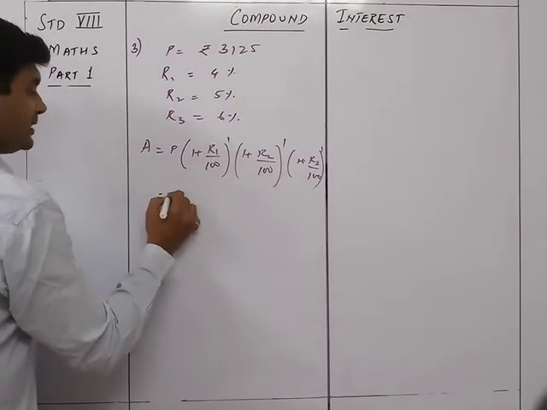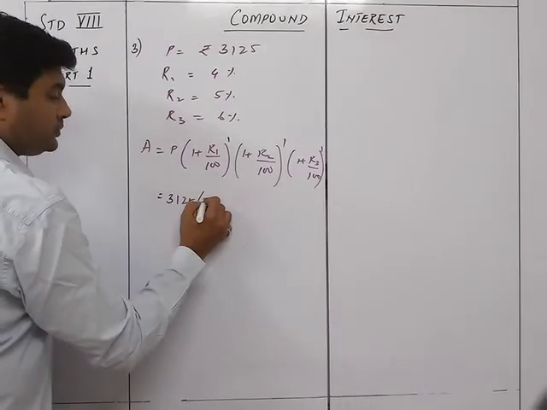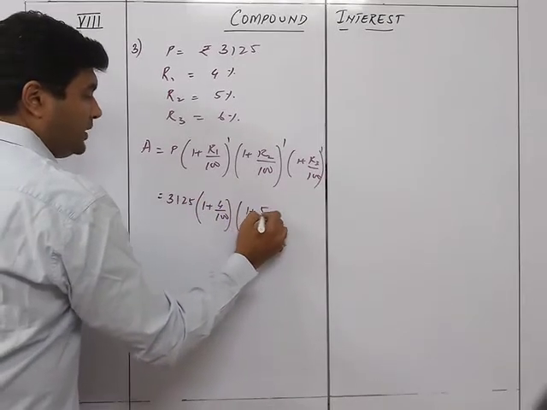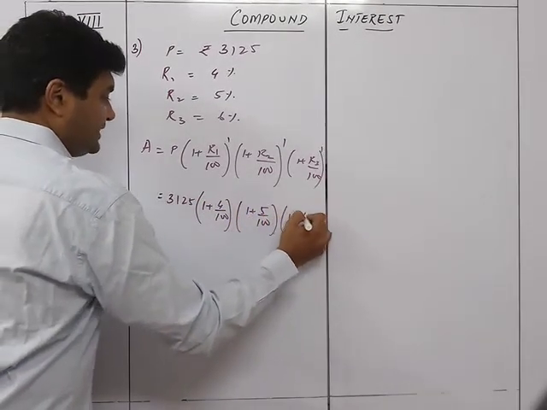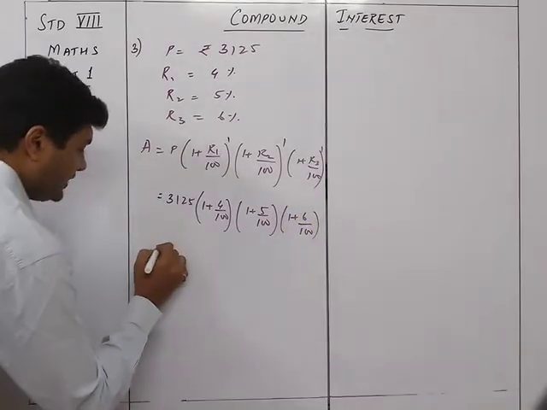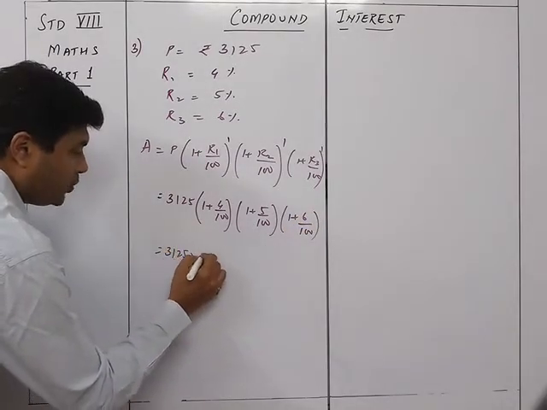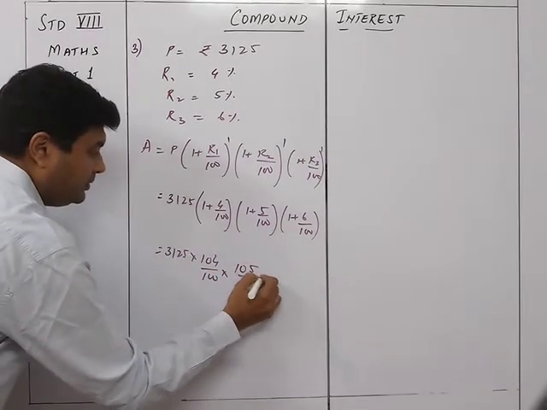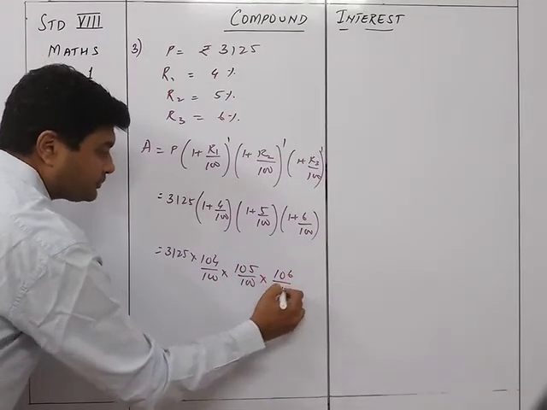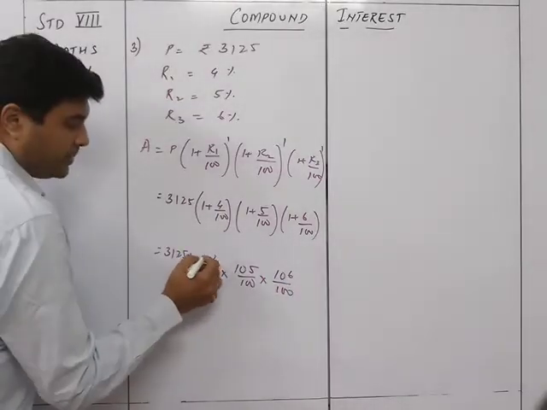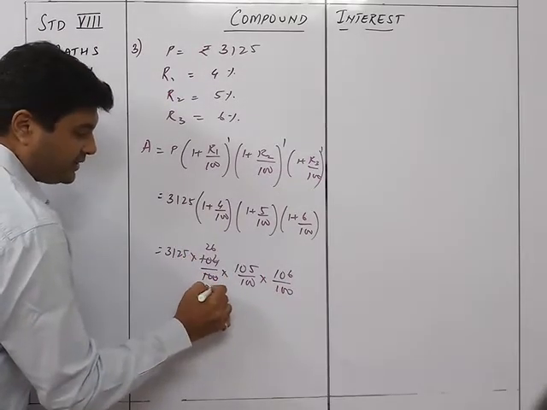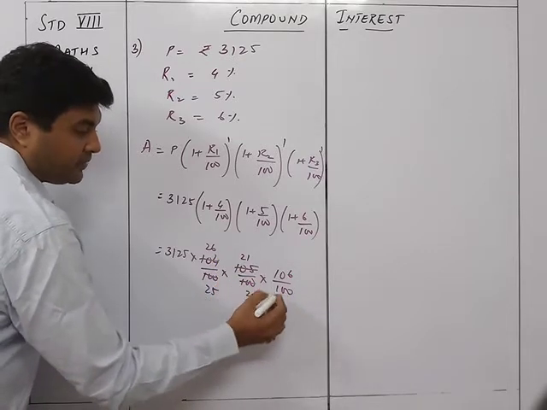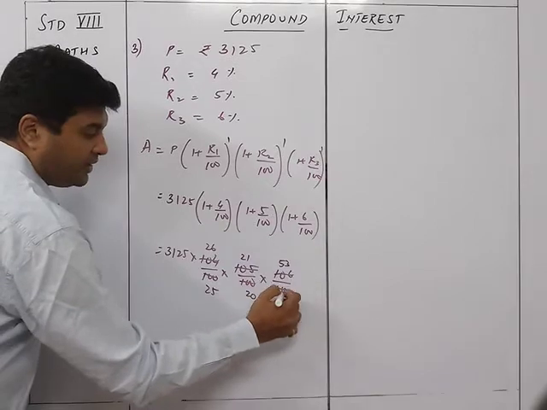So it is nothing but 3125, 1 plus 4 upon 100, 1 plus 5 upon 100, 1 plus 6 upon 100. So that will be 3125 into 104 upon 100 into 105 upon 100 into 106 upon 100. So this is going to be 4 26s, 4 25s. This is 5 21s, this is 5 20s. And this will be 53 and 50.